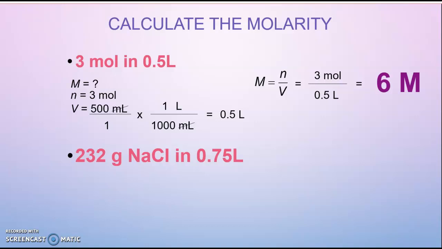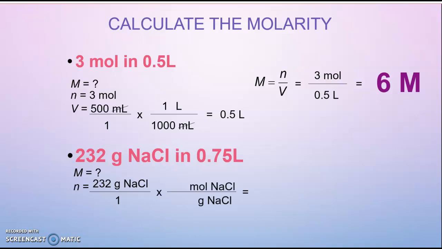All right, let's try again. We have 232 grams of sodium chloride and 0.75 liters. This is where stoichiometry comes in handy. We don't know our molarity. We don't know our moles. We have 232 grams, but we need to convert that into moles. So we use our stoichiometry. We know that the molar mass of sodium chloride is 58 grams per mole. We're going to cancel out our units and get 4.0 moles of sodium chloride.